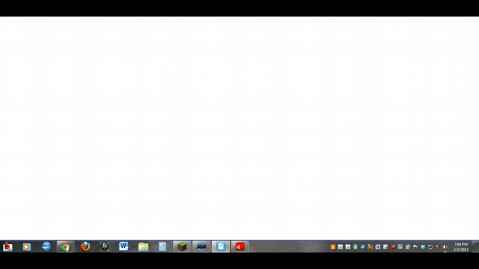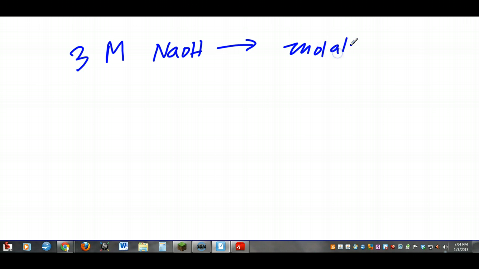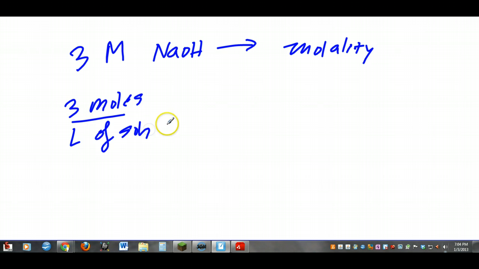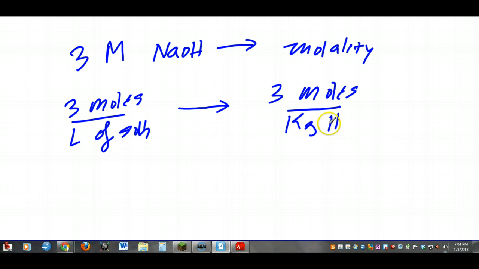Okay, what if our question was, we have a 3 molar solution of sodium hydroxide. Convert that to molality. Well, we'll need to do a little conversion here. 3 molar means 3 moles per liter of solution. And we need that to say, boy, that's crazy. We need that to say 3 moles per kilogram of water.